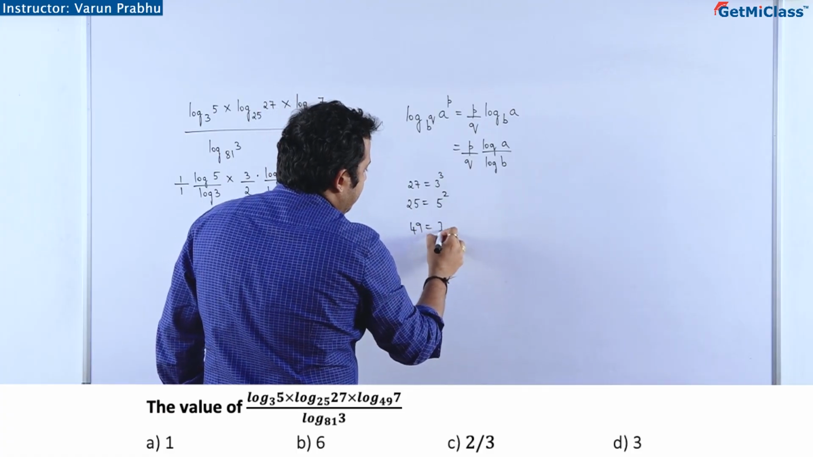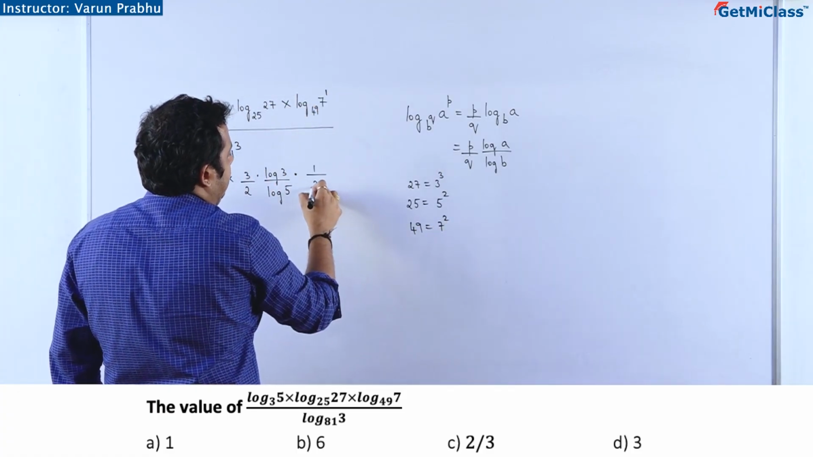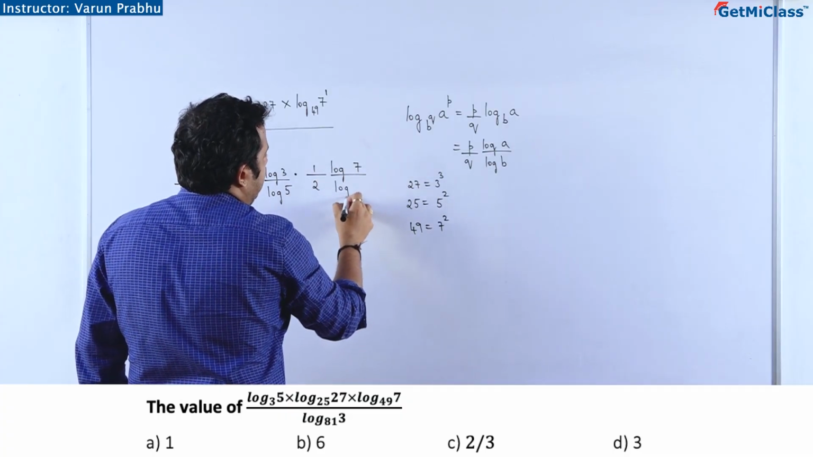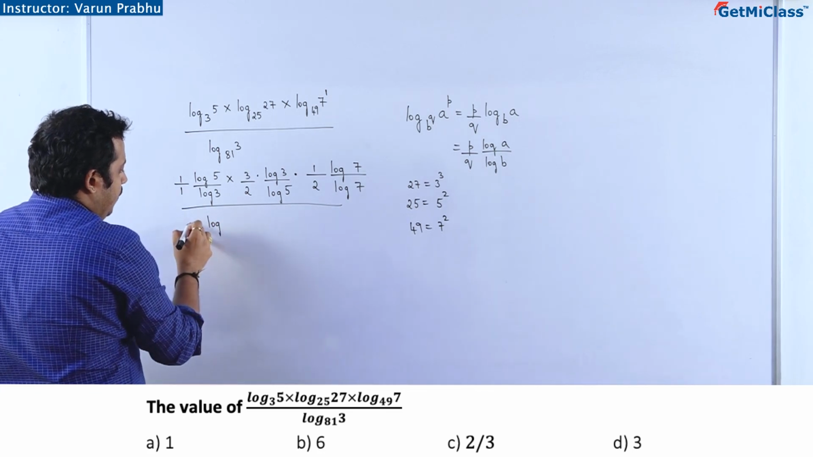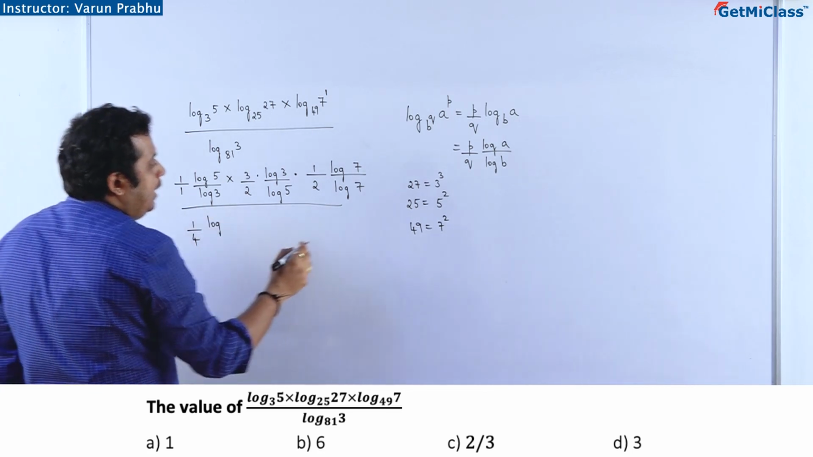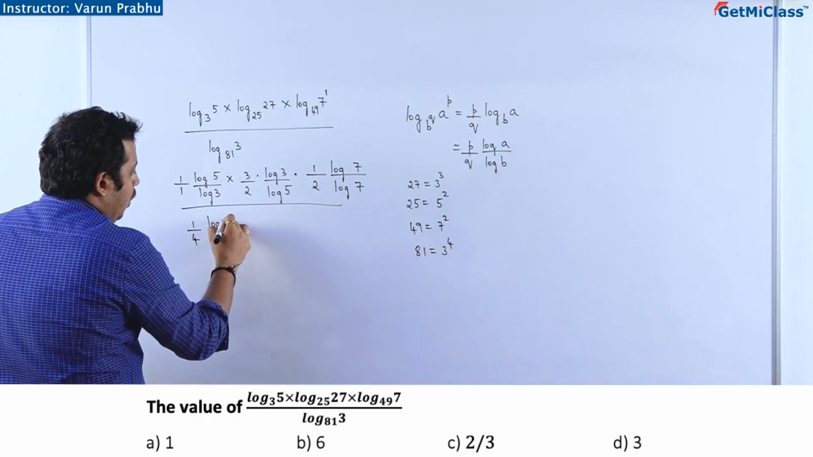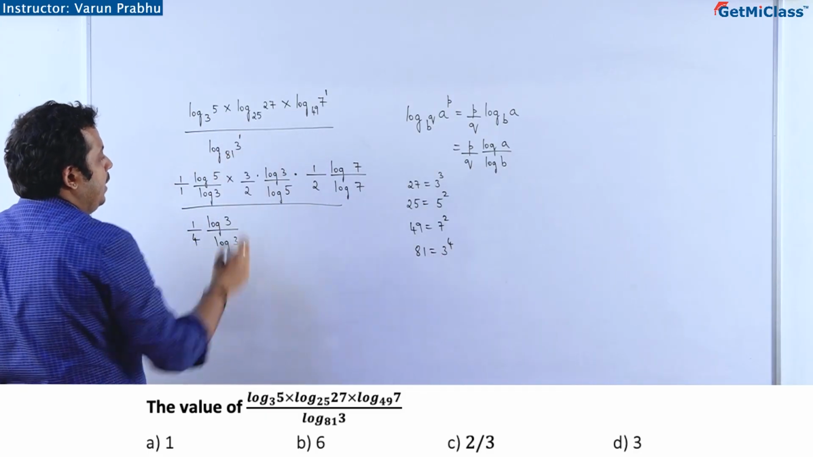49 can be written as 7 square, right? So 7 can be written as 7 to the power 1 divided by 2, log 7 divided by log 7, whole divided by log 1 divided by 4. 81 can be written as 3 to the power 4, log 3 divided by log 3, right? Log 3 because this power is 1 here.